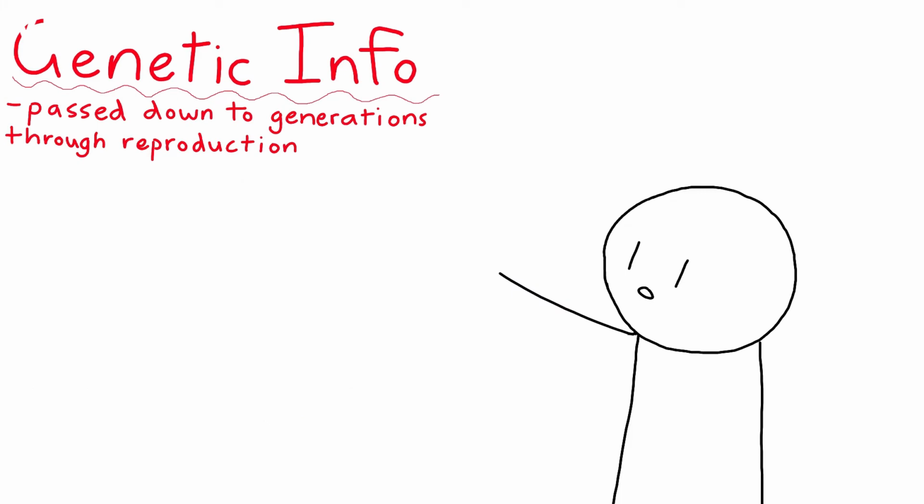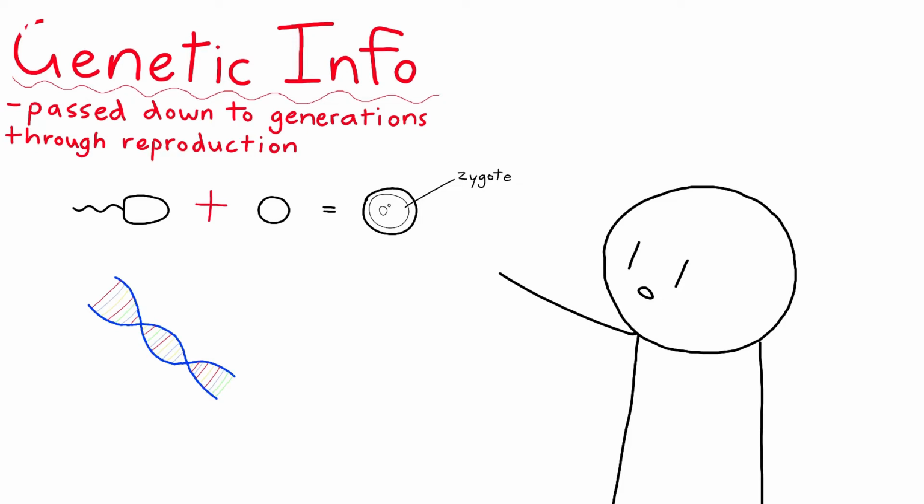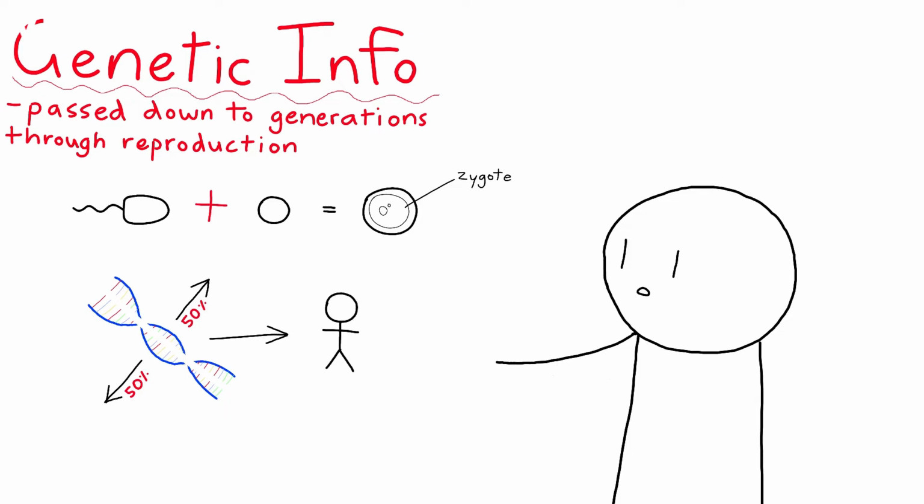Genetic information is passed to the next generations through reproduction. Sperm is the male sex cell, and the egg is the female sex cell. The two cells contain genetic information and they fuse together and fertilize to create a zygote. Through some stages of cell division, the DNA then splits and is then transferred to the child. This means the new offspring inherits half of the genes from the father and half from the mother.